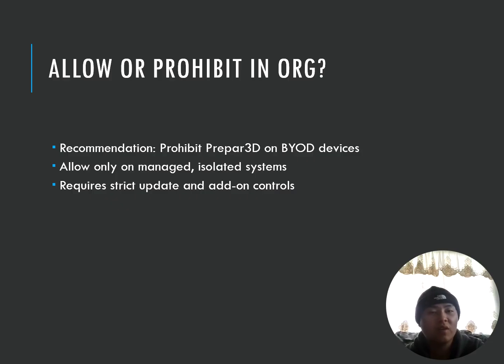Allow or prohibit an organization. In order for Prepared to operate in my organization, I would set up machines specifically for it with strict controls. My organization should research and approve any reliable trusted add-ons for the software. Admin privileges should only be granted to people who are authorized, which should be a small group of people. Network-wise, Prepared should be in its own subnet for enhanced security and improved performance.